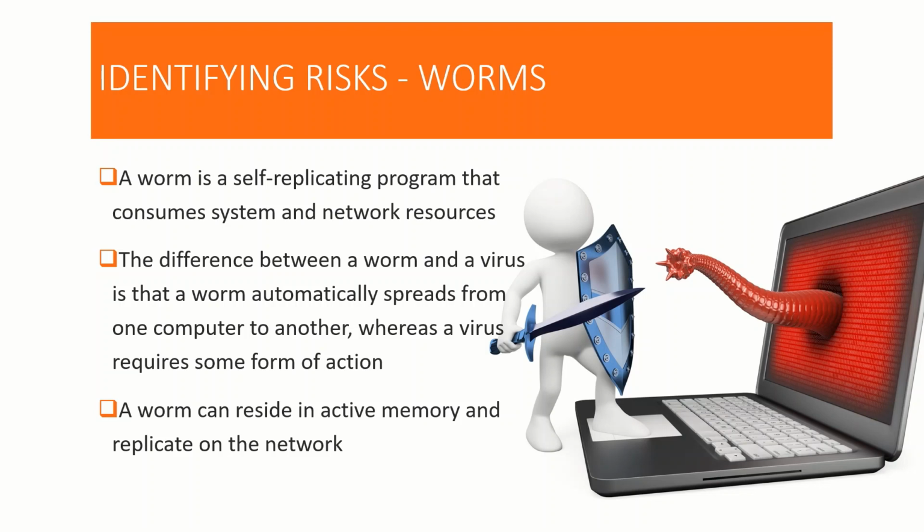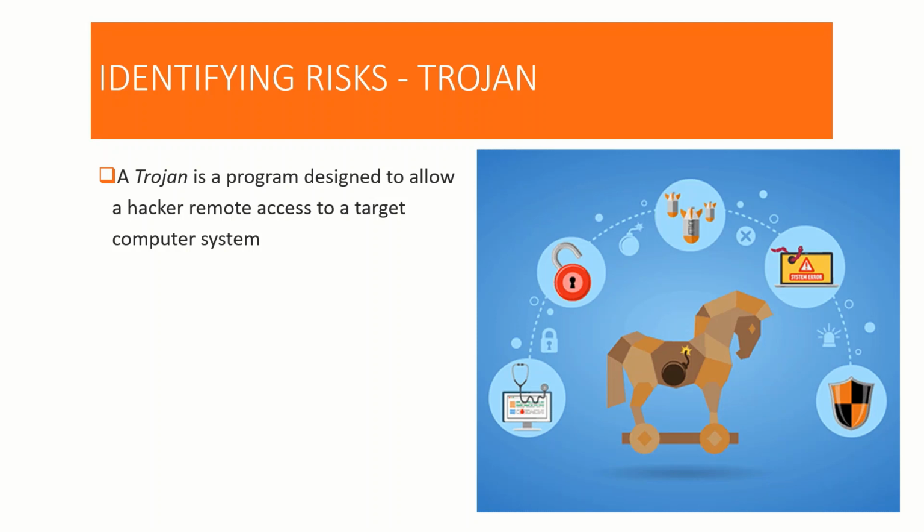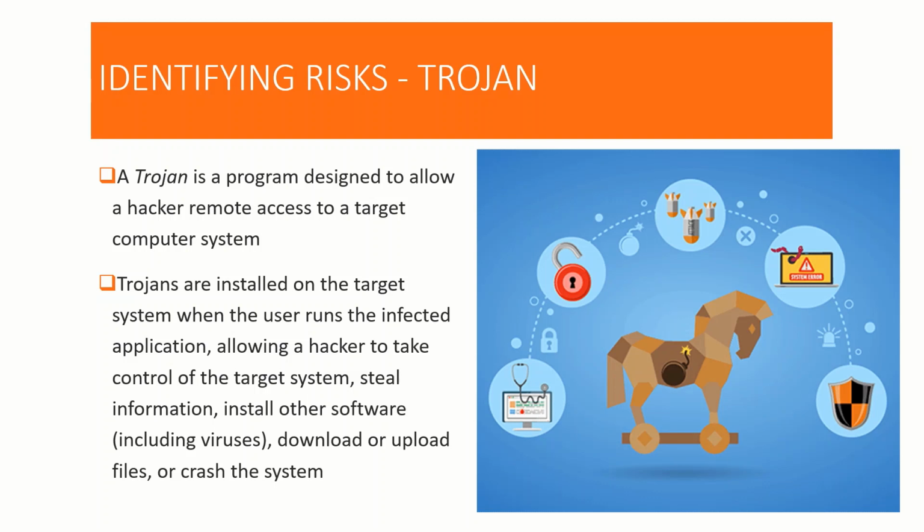Another risk to your computer is Trojan. A Trojan, also known as a Trojan horse, is a program designed to allow a hacker to remotely access a target computer system. The code for a Trojan is hidden inside harmless applications, such as games. Trojans are installed on the target system when the user runs the infected application.